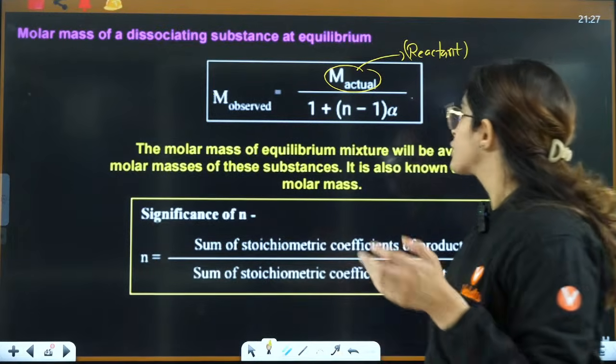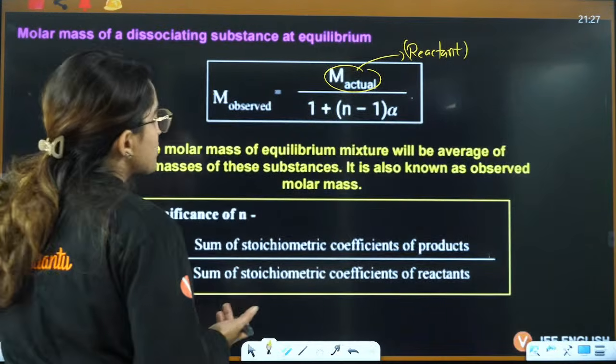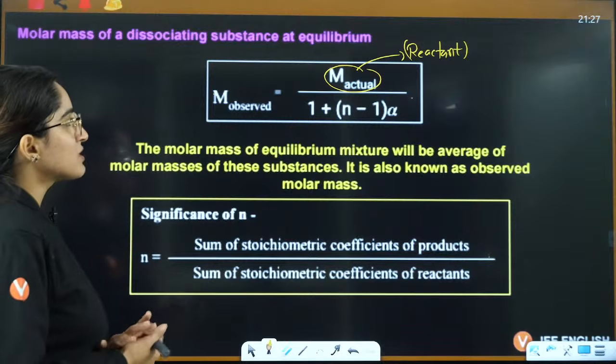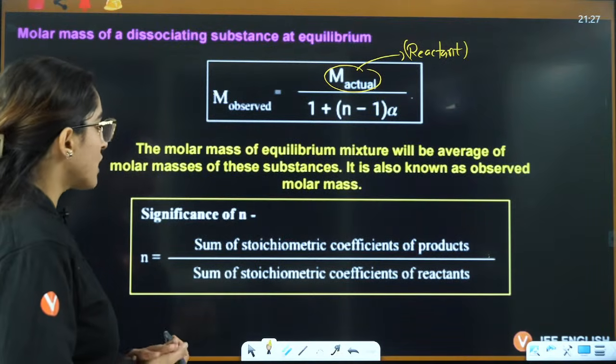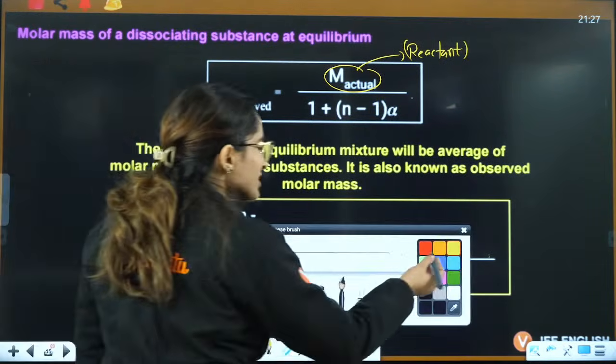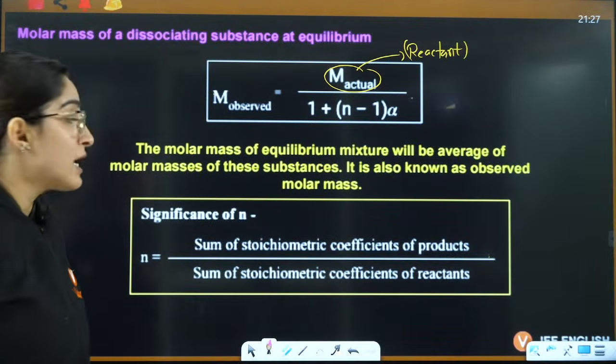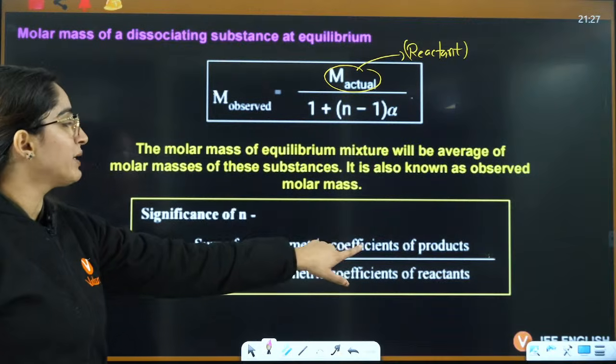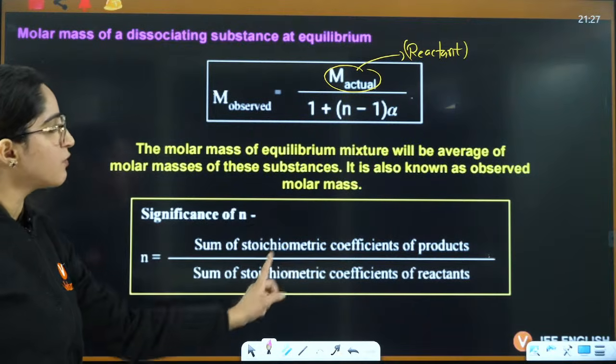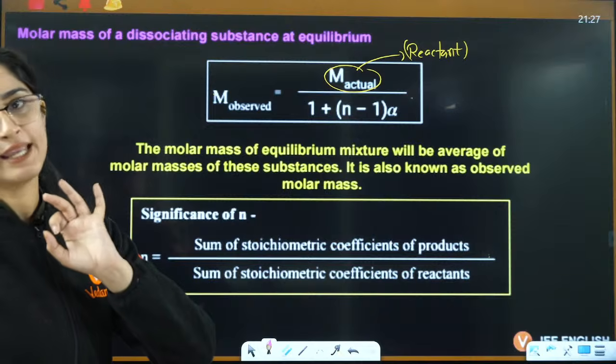Okay, so the molar mass of the equilibrium mixture will be the average of the molar masses of these substances. It is known as the observed molar mass. And what is the value of n? Ma'am, number of moles minus? No. It is the sum of stoichiometric coefficients of products divided by the sum of stoichiometric coefficients of reactants.